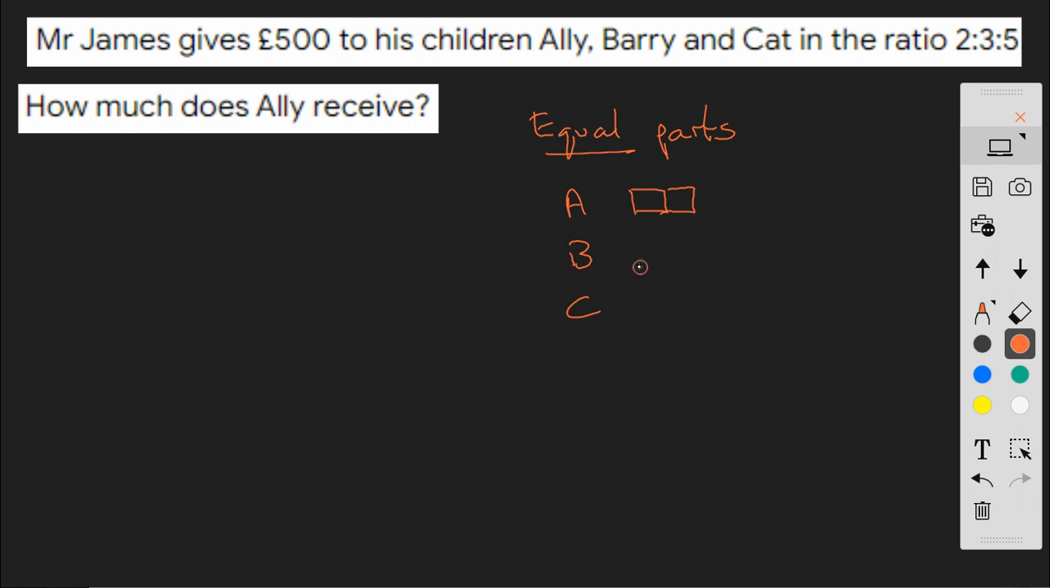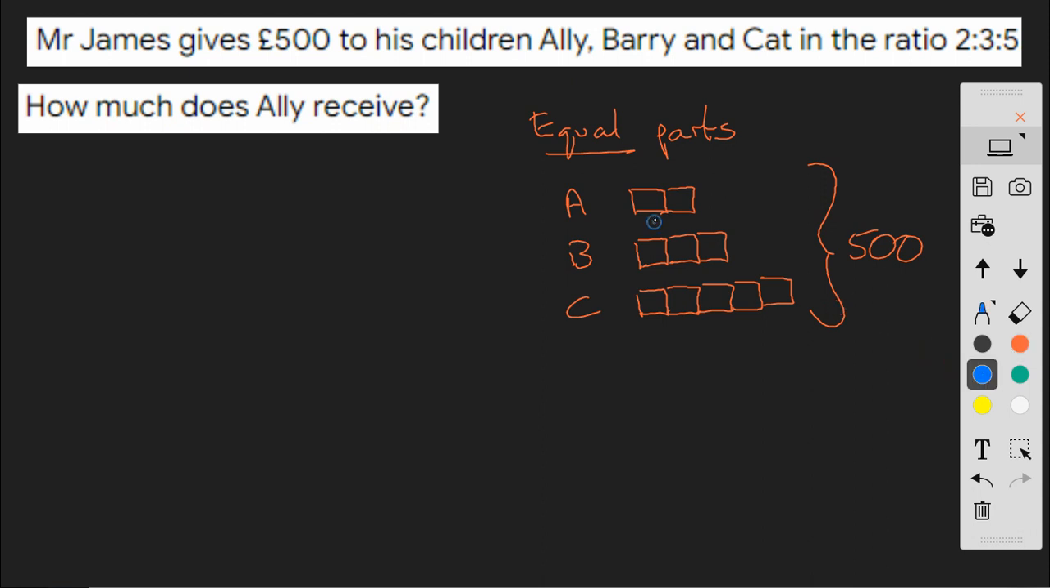There are Ali's 2 parts. Here are Barry's 3 parts. And here are Kat's 5 parts. And we're told that these sum to 500. 1, 2, 3, 4, 5, 6, 7, 8, 9, 10. We have 10 parts.